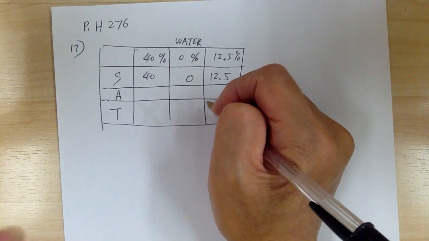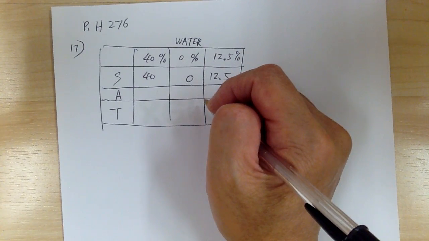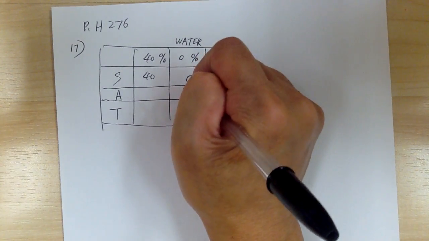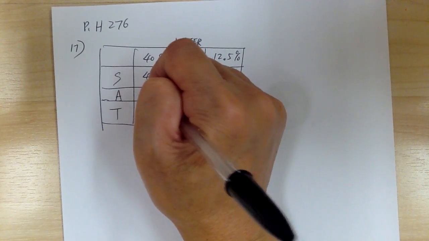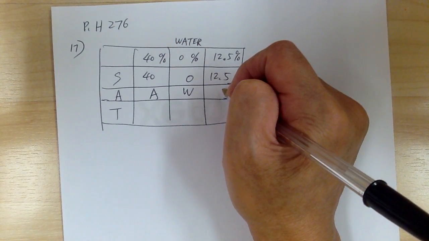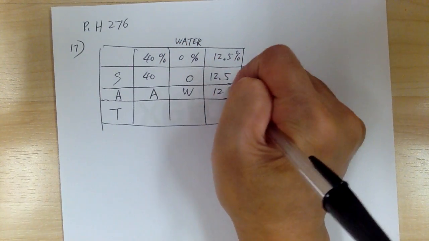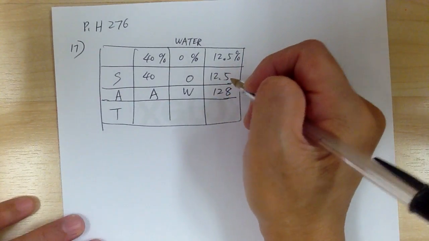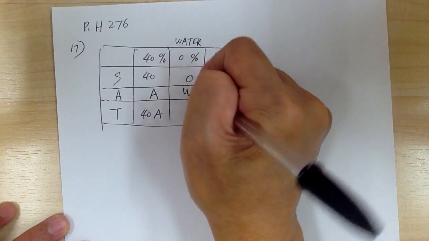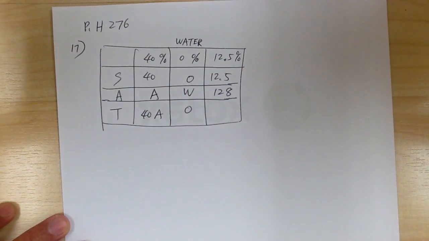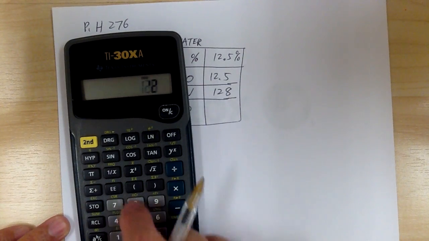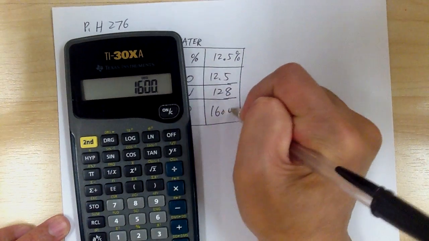Now let's go and figure out the amount. Okay, it says how much water and how much alcohol. I'm going to call it A. So she mixed to obtain 128 milliliters of homemade antiseptic. Okay, so that's what you have. So go ahead and multiply. Again, 0 times W is 0. And this one, when you multiply, 12.5 times 128, you get 1600.